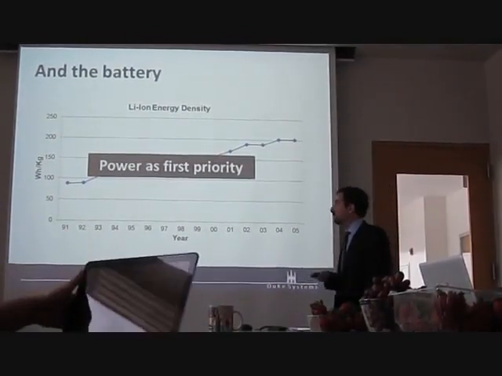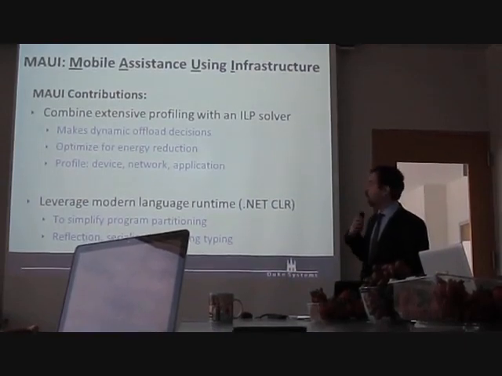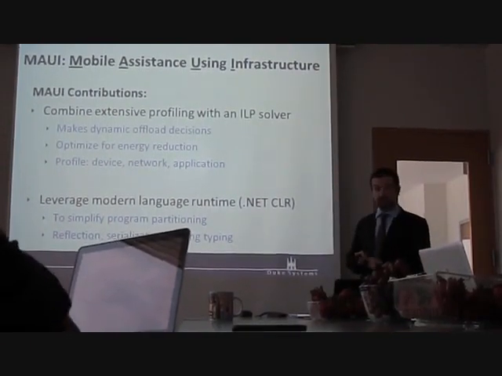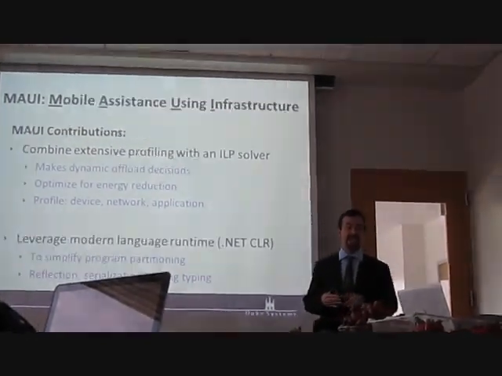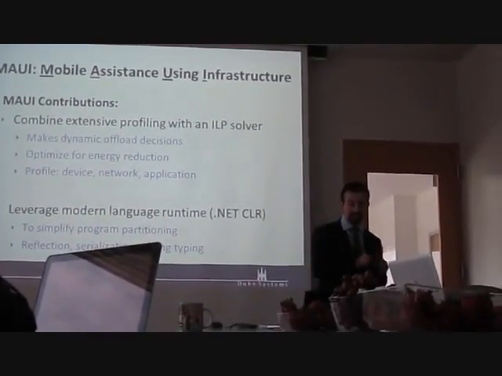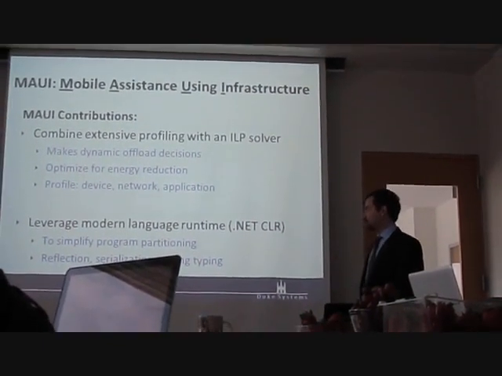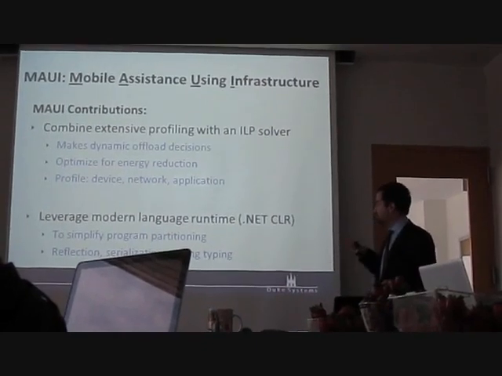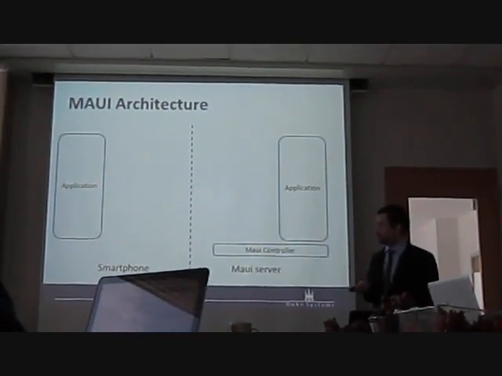In order to solve these problems, I present MAUI, which stands for Mobile Assistance Using Infrastructure. MAUI's contribution in relation to previous work is, first, that it combines an extensive profile of the network, the device, and the application with an integer linear program solver. This solver makes dynamic decisions of whether you want to run something in the cloud, in the server, or on the mobile, and it's designed first to optimize for energy reduction. Also, MAUI takes advantage of modern languages like Java and C# to simplify program partitioning. Unlike previous approaches like the one I was mentioning, this lets us have the same application, the same binary, thanks to the language features of the .NET runtime.